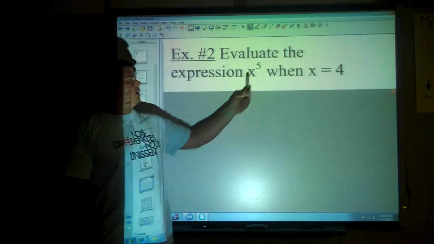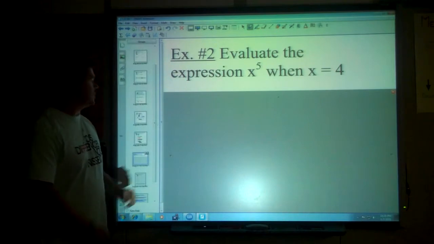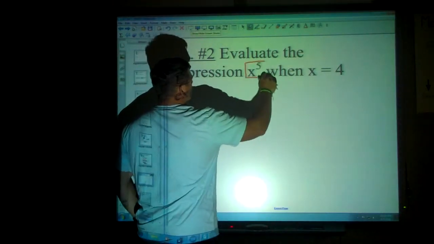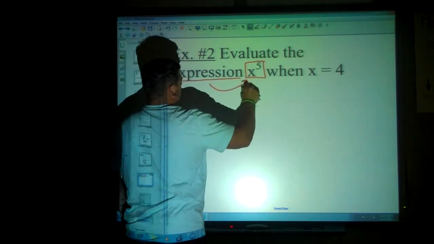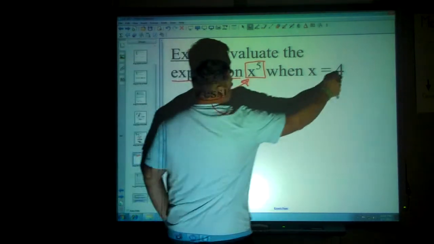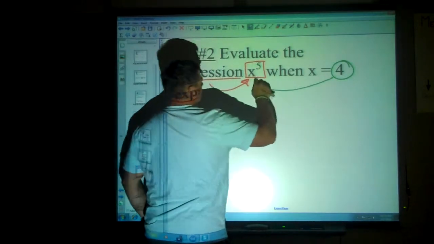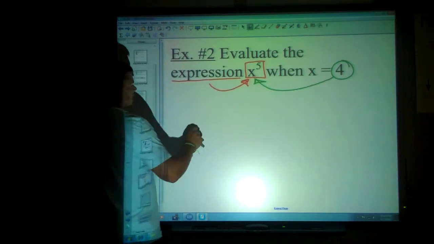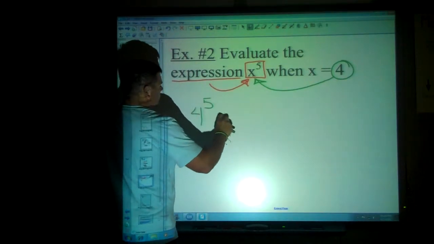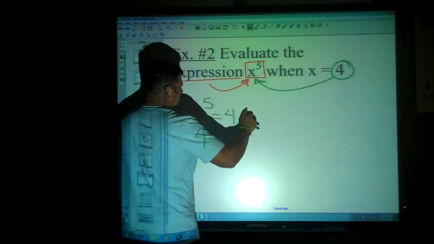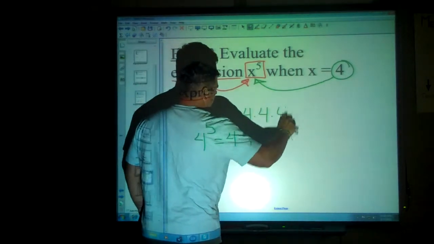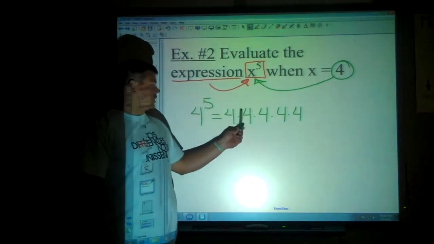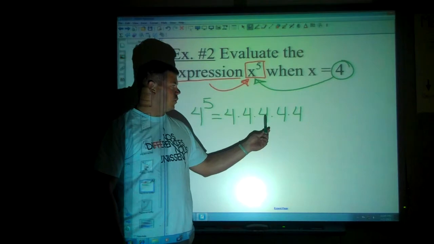The expression of x to the 5th when x is equal to 4. So this is the expression right here. But we want to find the value when x equals 4, so that's going to get plugged in there. So we replace the x, substitution property, and we say 4 to the 5th power, which means 4 times 4 times 4 times 4 times 4. And we multiply that out. 4 times 4 is 16. 16 times 4 is 64.